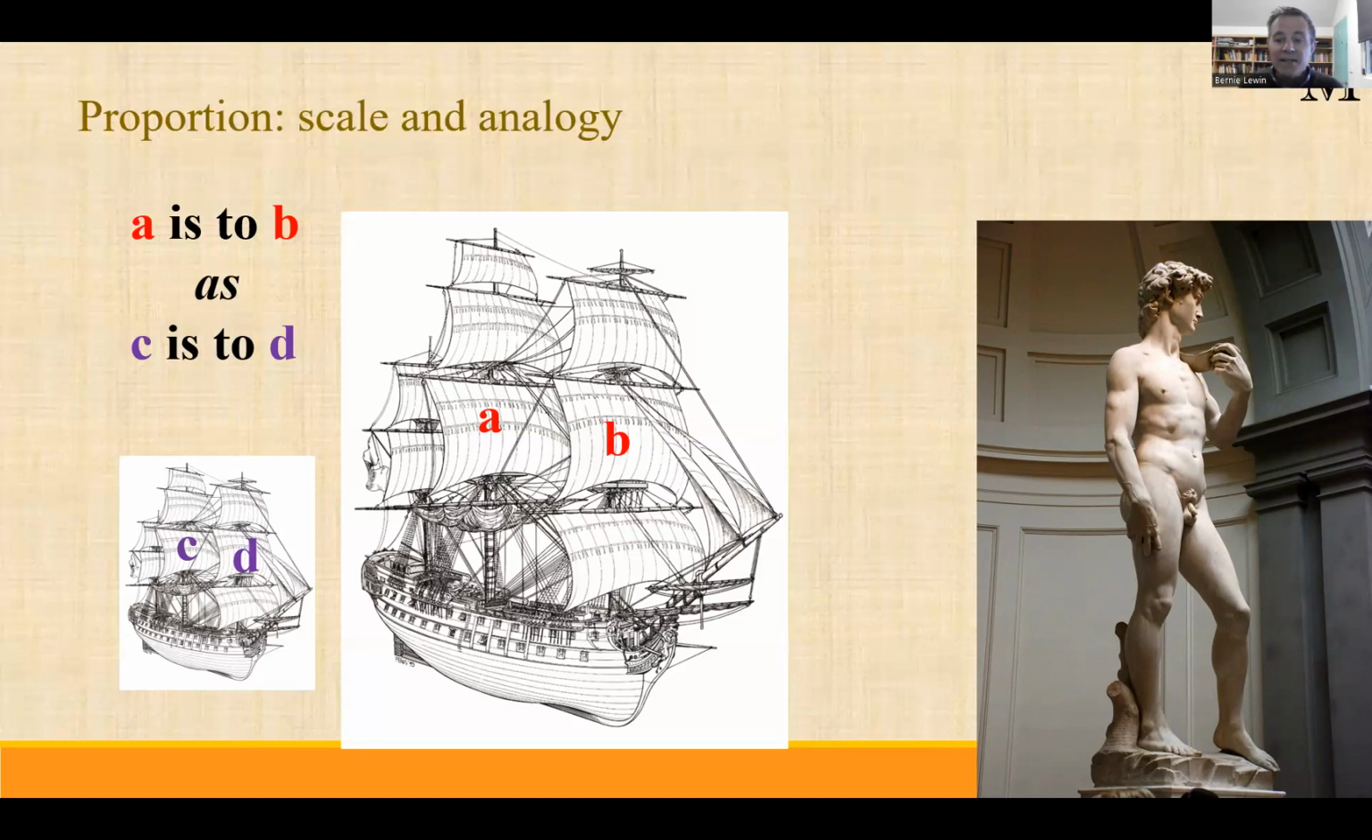So A is to B as C is to D is the internal proportions are right. But when we talk about the relation between, say, the two ships, or between the statue and the average person or the ideal person, we're talking about the scale. Like when you draw a plan for a house, it might be 10 mil is to 1 meter, or a map, 1 is to 100,000.